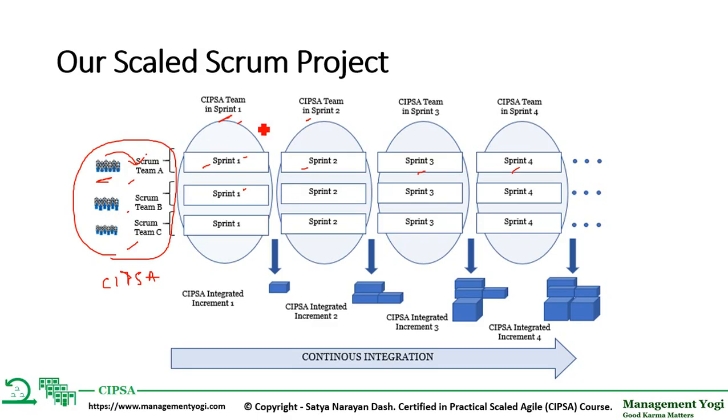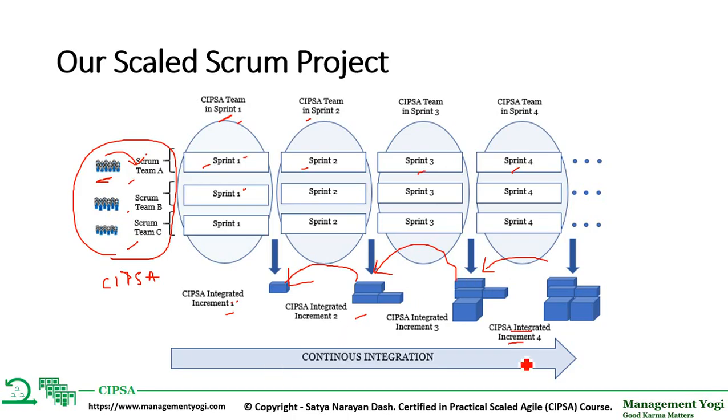So at the end of sprint 1, the CIPSA team will give a CIPSA integrated increment. At the end of sprint 2, the team will give CIPSA integrated increment 2, which will be built on top of integrated increment 1. At the end of sprint 3, the team will give CIPSA integrated increment 3, which is built on top of integrated increment 2. Similarly, here is another integrated increment, CIPSA integrated increment 4, which is built on top of integrated increment 3. And this will continue.